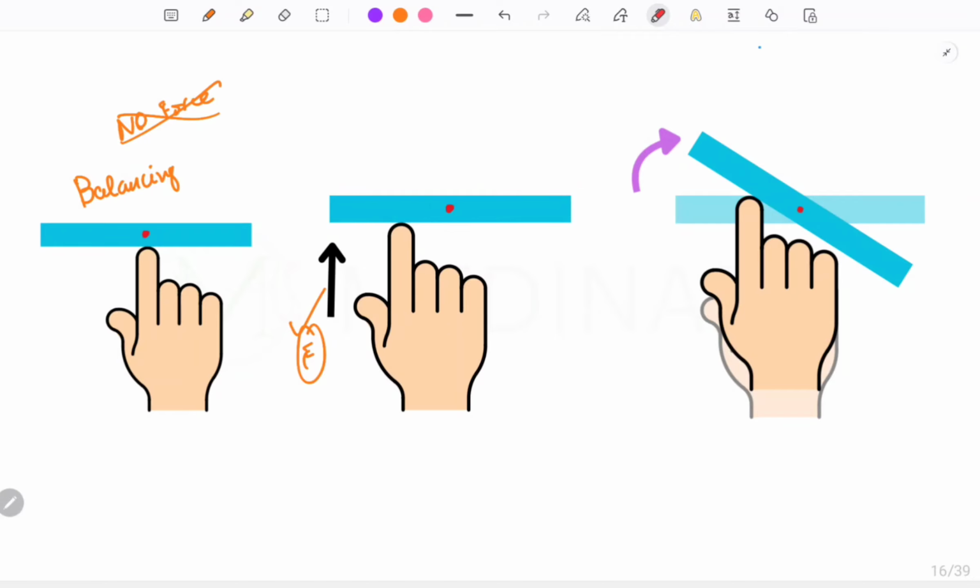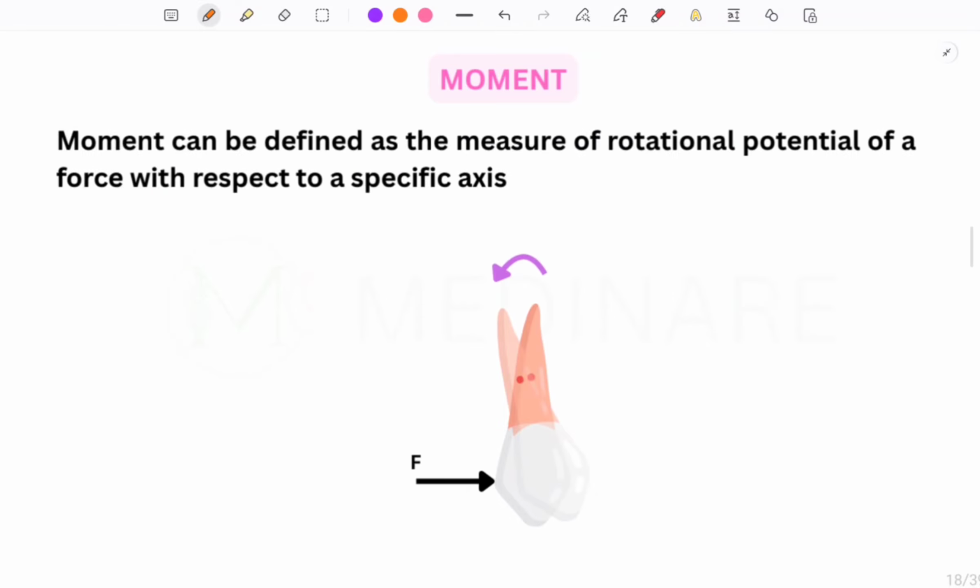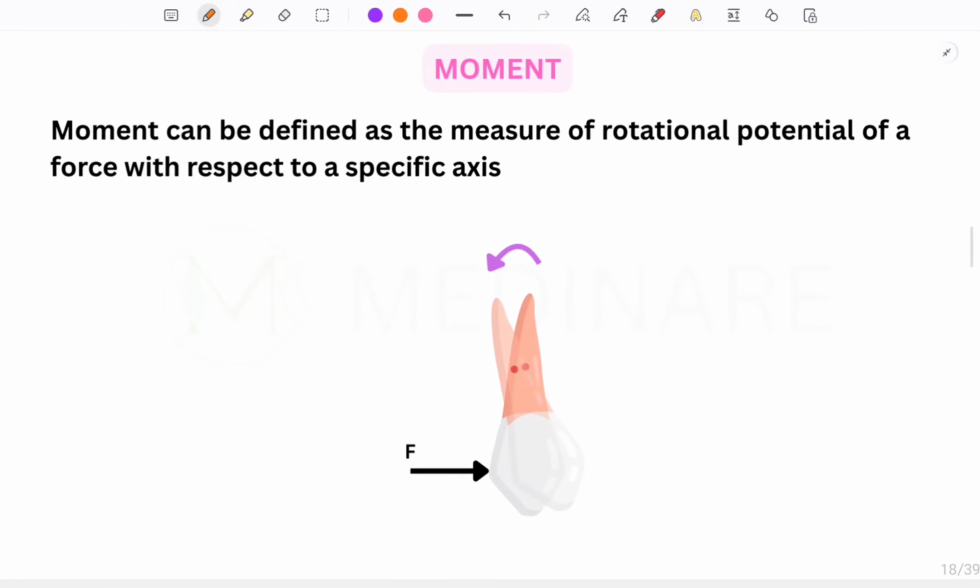But if we are changing it to a point which is away from the center of resistance, then automatically it will start to rotate. It will start to rotate about one reference point. That rotation is called a moment. Moment can be defined as the measure of rotational potential of a force with respect to a specific axis.